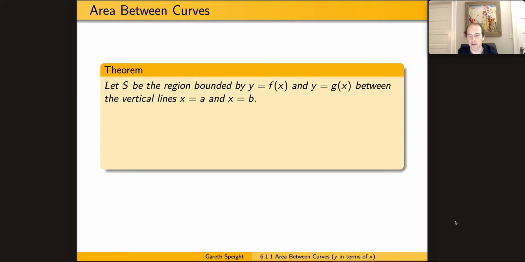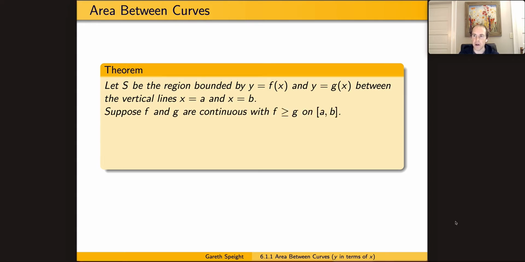So firstly, in the first video, we'll look at curves which are defined with y in terms of x, and then later we'll look at curves that are represented with x in terms of y. But let's suppose we have a region that's bounded by two curves, y equals f of x and y equals g of x, and the lines x equals a, x equals b on the left and right. And let's first suppose that f is bigger than or equal to g on [a, b].